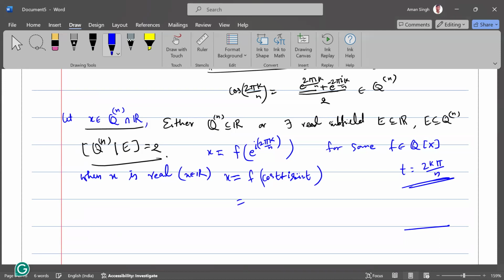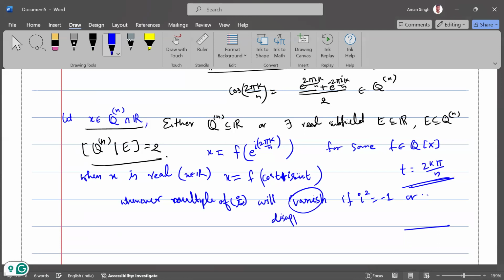Whenever the coefficient or multiple of i vanishes, meaning it disappears, or if i squared becomes -1, or it is 0, the coefficient vanishes.